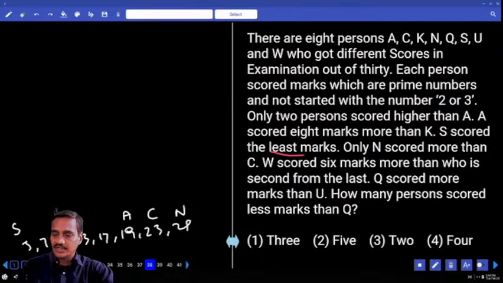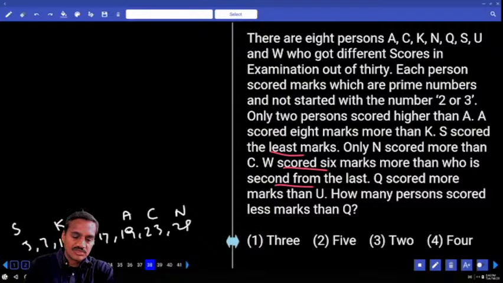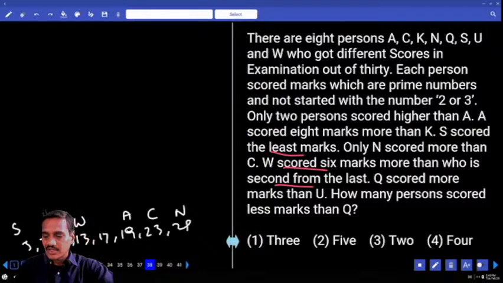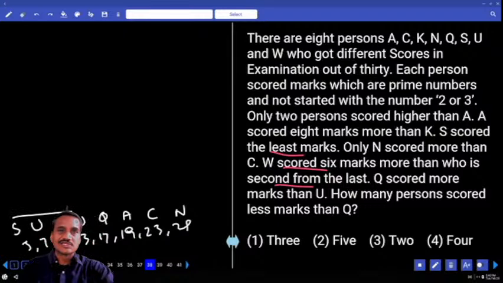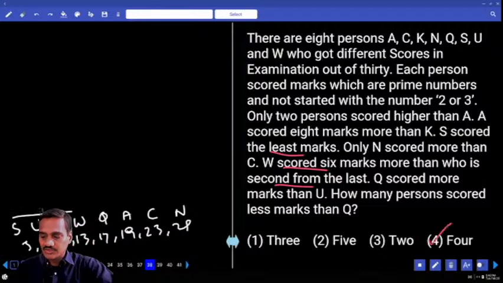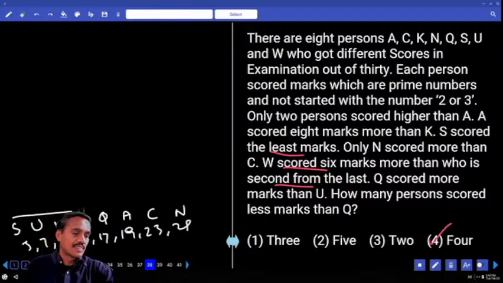And only N. W scored 6 marks more than who is second from the last. But second from the last is 7. And W scored 6 marks more than this one. W is 13. Q scored more marks than U. Now Q more marks than U. Then how many scored less marks than Q? These are the 4 persons lesser than U. Now 4 is given in the choices for question number 38.